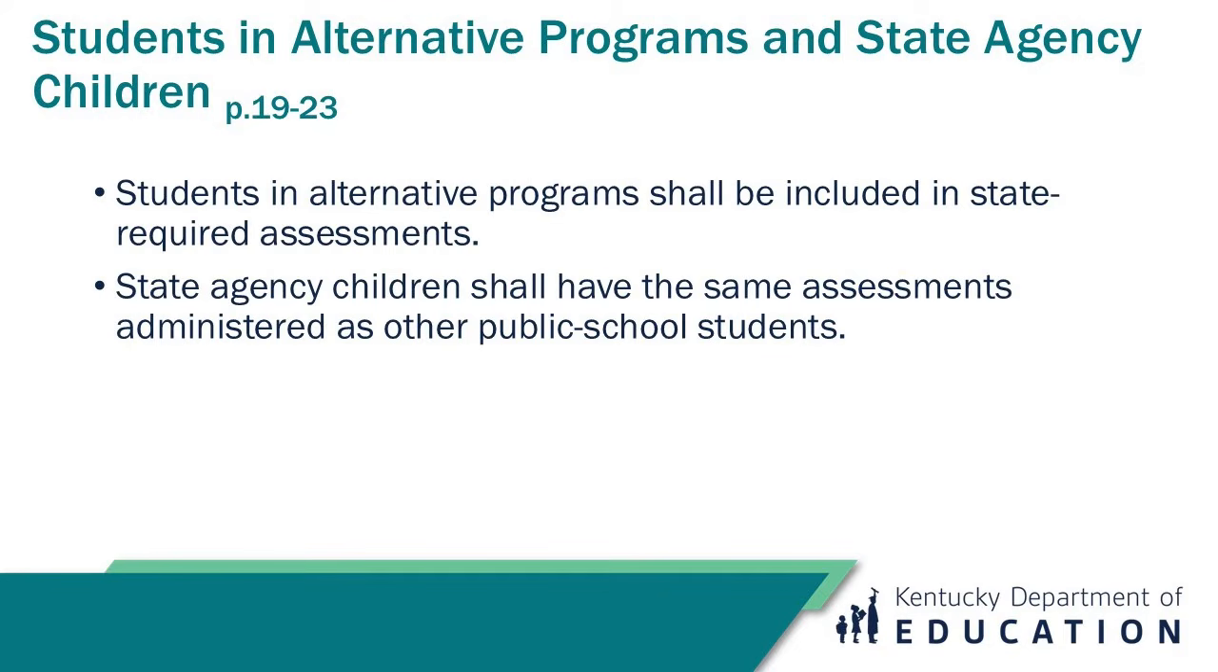Kentucky School for the Deaf and Kentucky School for the Blind are examples of programs that provide services to students who would not be able to receive those services at their school of accountability. State agency children, students who have been ordered or placed by the courts, are also expected to complete all state assessments unless an approved non-participation would apply.